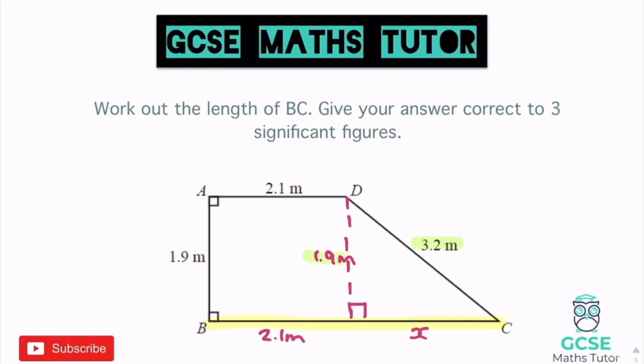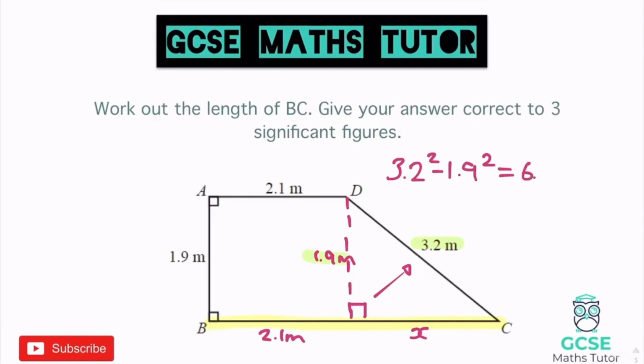And then once we've got that, we can combine it with the 2.1. So looking at that right angled triangle, we've got the hypotenuse opposite our right angle. So we're going to do square, square, and then minus, and then root. So 3.2 squared, take away 1.9 squared. We'll work that out and then root the answer. So on the calculator, 3.2 squared, take away 1.9 squared, and that equals 6.63.